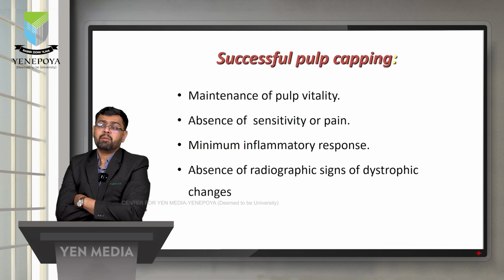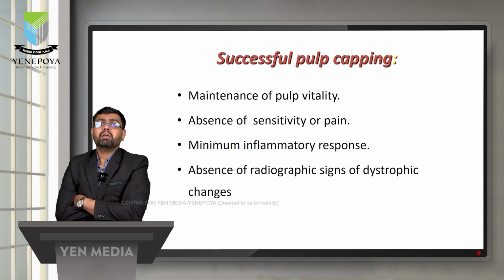Now after doing direct pulp capping, we have to observe the tooth. A recall every 3 months is a must in direct pulp capping. If the tooth remains asymptomatic for quite a long time, then there is no need to do anything, but if the tooth becomes symptomatic, our treatment plan will change accordingly.